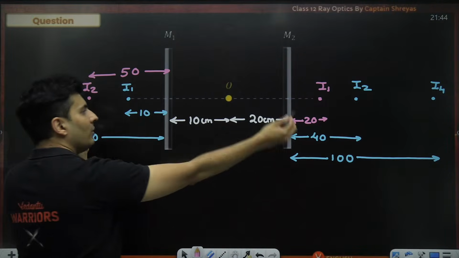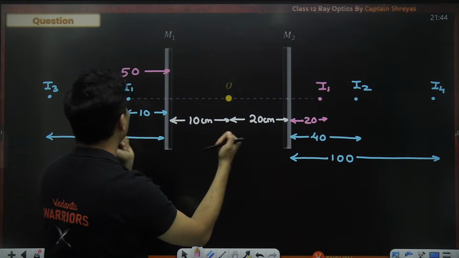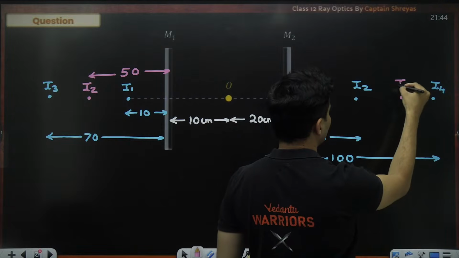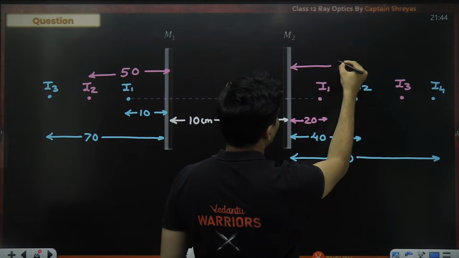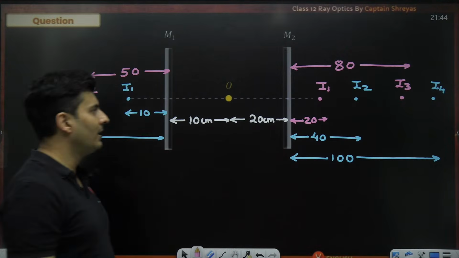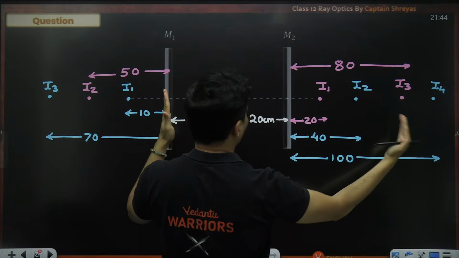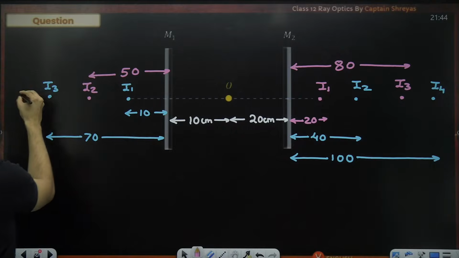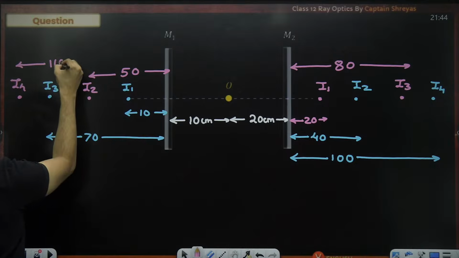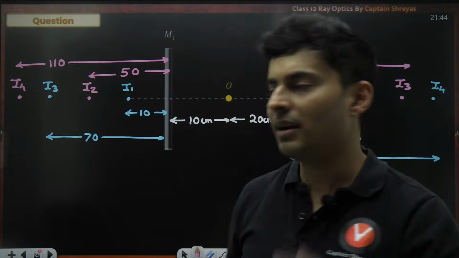This will act like an object for this guy. 50 plus 10 plus 20, which is 80. So 80 in front, so 80 behind. So somewhere over here, this will be I3, which will be 80 centimeters behind. And again, you can take the reflection here. So this is 30 plus 80, which is 110. 110 in front, 110 behind. So this will be I4, which will be 110 behind, like this. So this is how multiple reflections will keep happening.